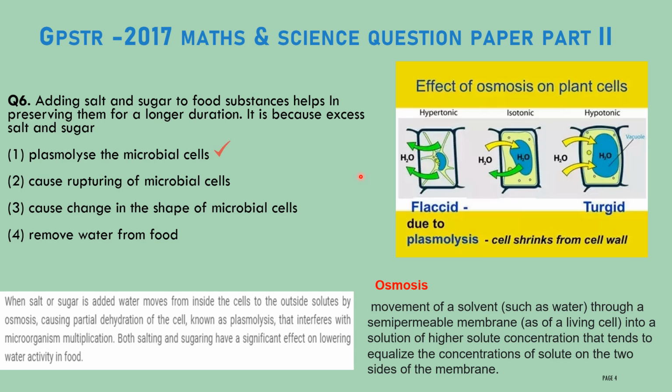Therefore, the correct answer for this question is: plasmolyze the microbial cells. Adding salt and sugar to a food substance helps in preserving it for a longer duration. It is because excess salt and sugar will plasmolyze the microbial cells.